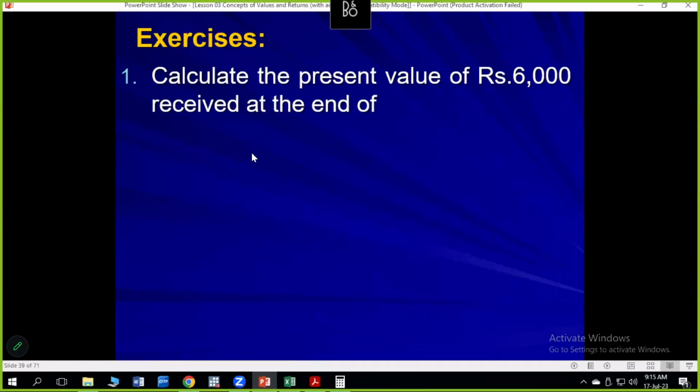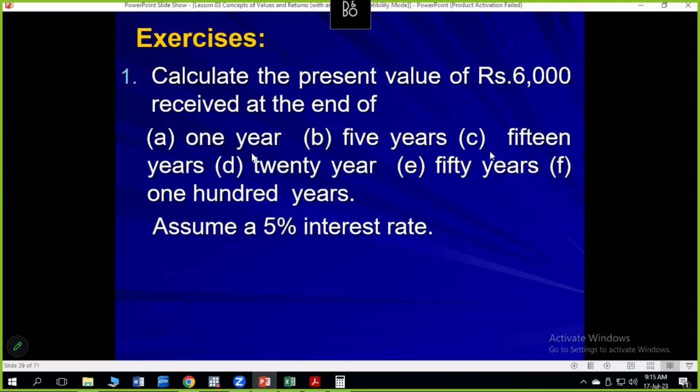Now you can do some exercises. Calculate the present value of 6,000 received at the end of 1 year, 5 years, 15 years, 20 years, 50 years, and 100 years. Assume a 5% interest.